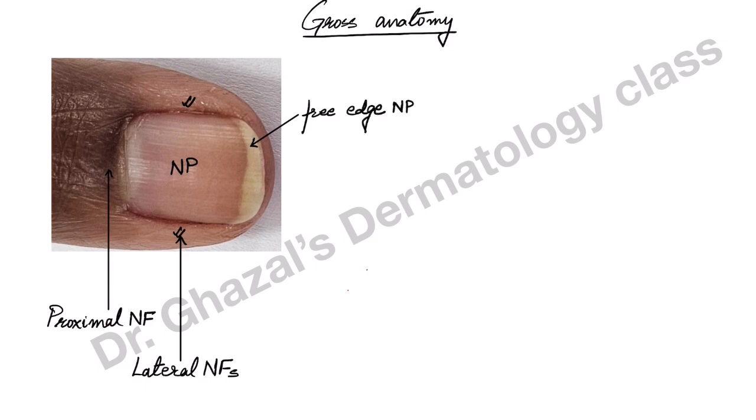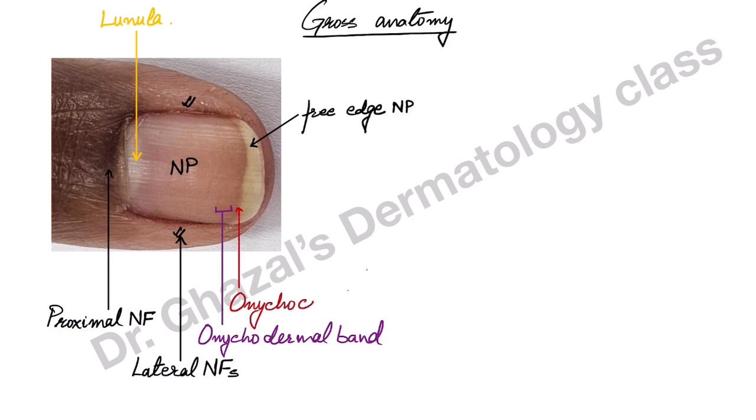This semicircular area seen at the base of the nail plate, usually more prominent over the thumb, is known as lunula. Now this part, 0.5 to 1 mm area at the distal end of the nail plate, is seen as pinkish reddish area in whites, though it is seen like this in Indian skin. That is known as onychodermal band. Now distal to the onychodermal band, just before the free edge, is the onychocorneal band, which is described as whitish band, but in Indian skin I can see it as brown.